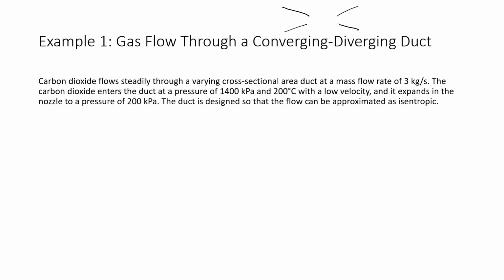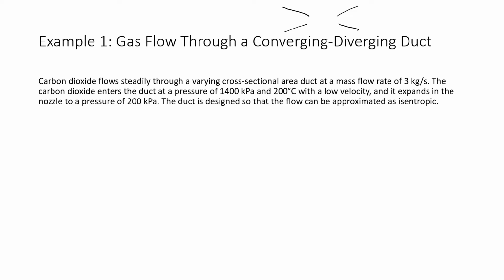So this is the question. Carbon dioxide flows steadily through a varying cross-sectional area duct at a mass flow rate of 3 kilograms per second. The carbon dioxide enters the duct at a pressure of 1400 kPa and 200 degrees Celsius with low velocity. It expands in the nozzle to a pressure of 200 kPa. The duct is designed so that the flow can be approximated as isentropic.